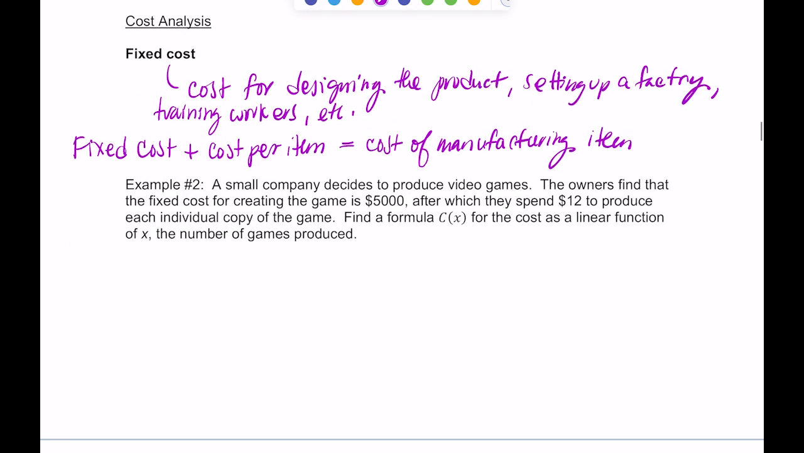Okay, let's see how we can apply this. You might want to pause the video and read the example. A small company decides to produce video games. The owners find that the fixed cost for creating the game is $5,000.